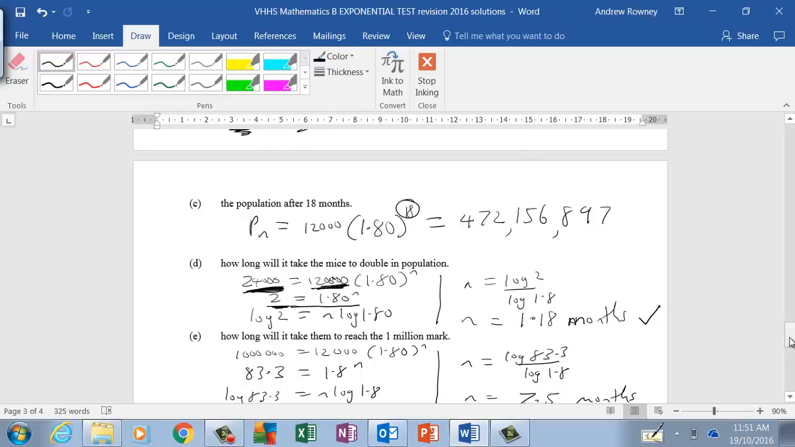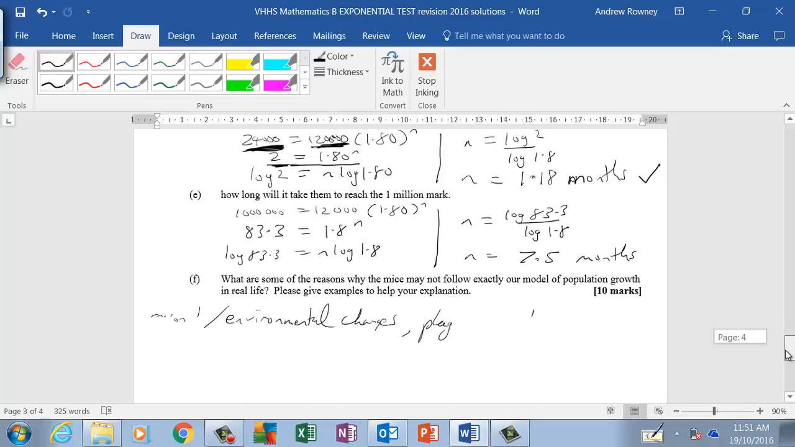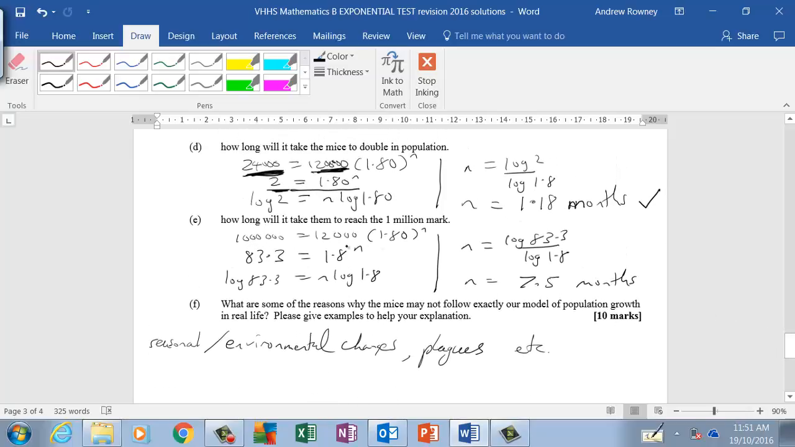How long will it take to reach the 1 million mark? So this is the final 1 million for the final population. We do the same thing, divide by 12,000 to get 83. Take logs of both sides and divide by log 1.8. So it's 7.5 months.